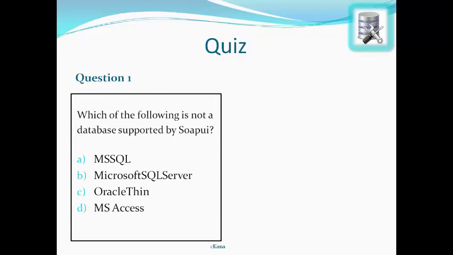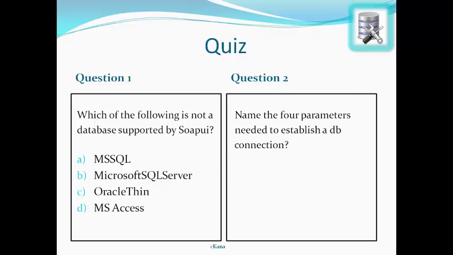Question number 1. Which of the following is not a database supported by SOAP UI? A. MS SQL, B. Microsoft SQL Server, C. Oracle Thin, D. MS Access. Question number 2. Name the 4 parameters needed to establish a DB connection.